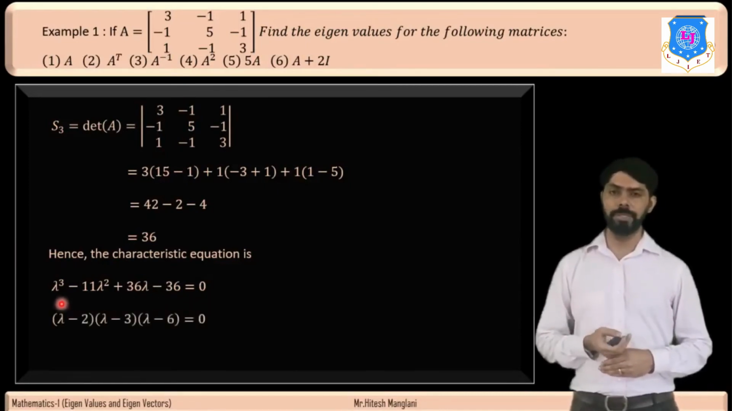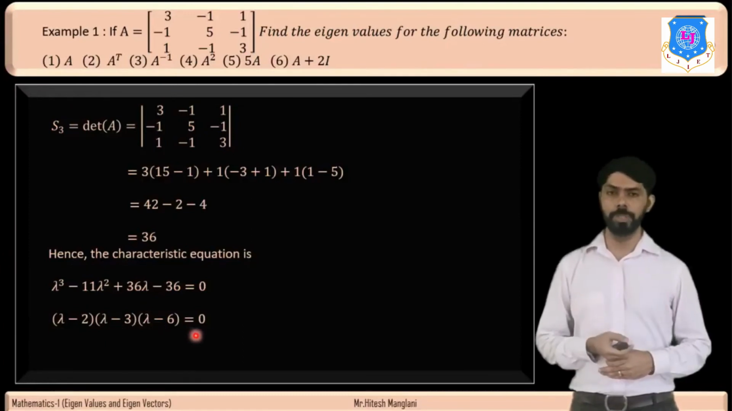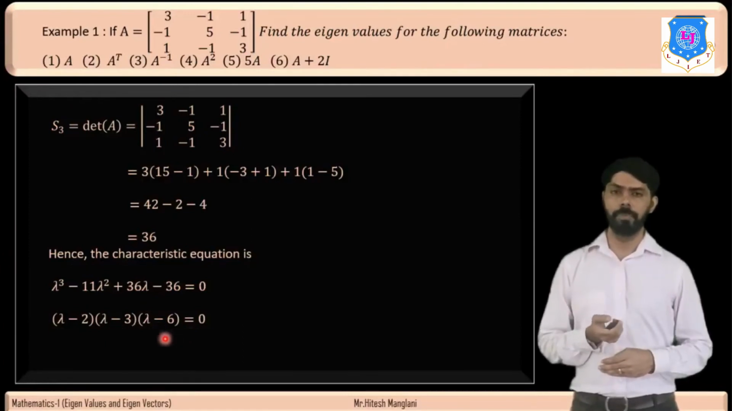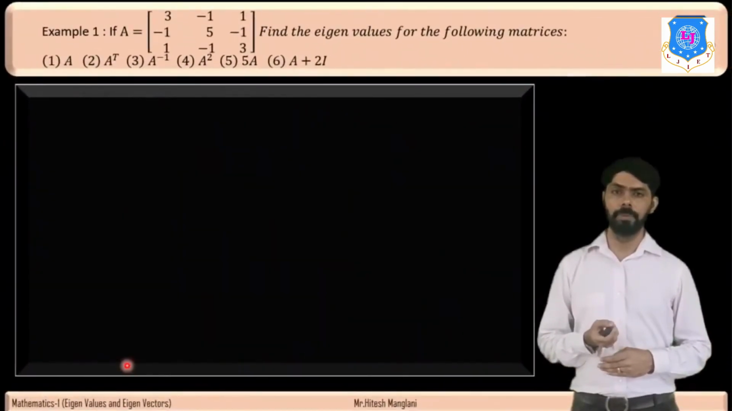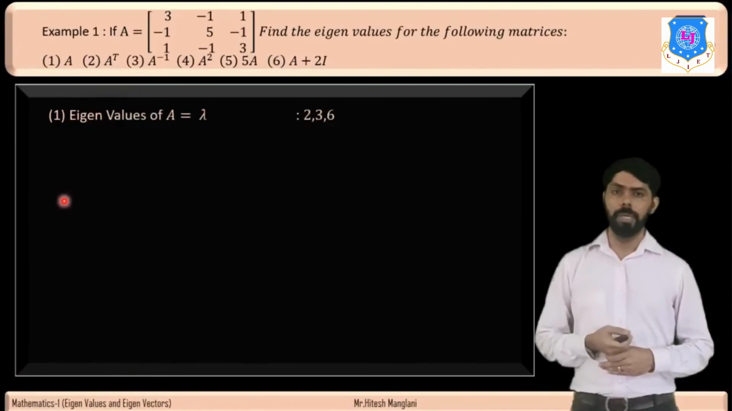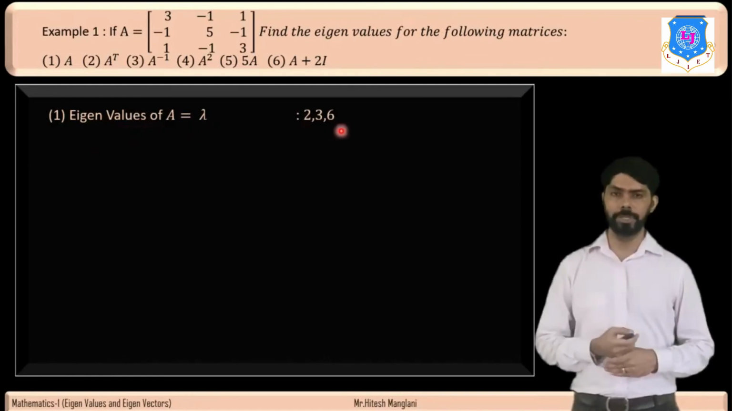Now if we factorize this polynomial, then it will be (lambda minus 2)(lambda minus 3)(lambda minus 6) is equal to 0. So the value of lambda will be 2, 3 and 6. So these are the eigenvalues of matrix A. Now here we will have to find the eigenvalues of A. So eigenvalues of A, lambda, are 2, 3, 6.